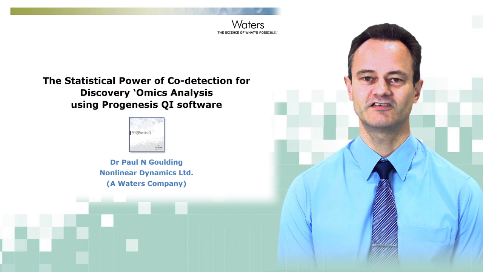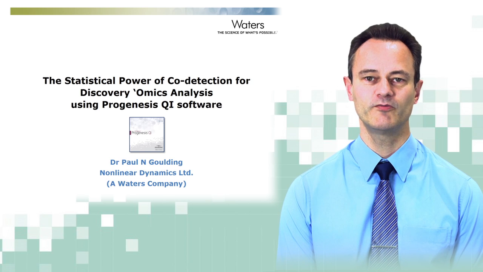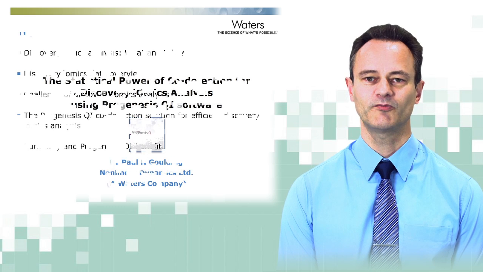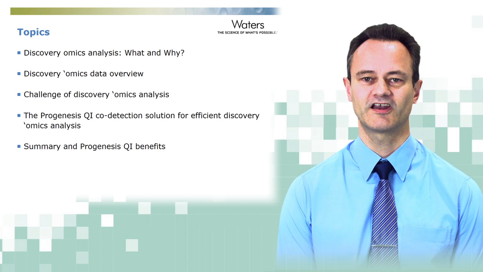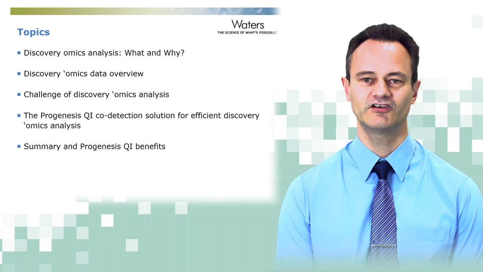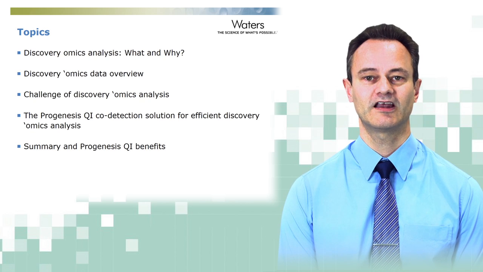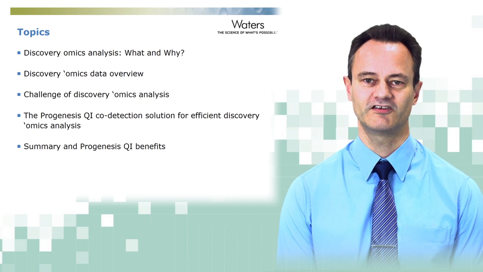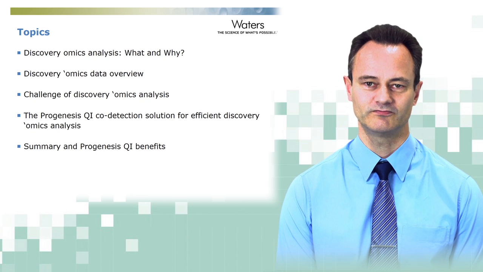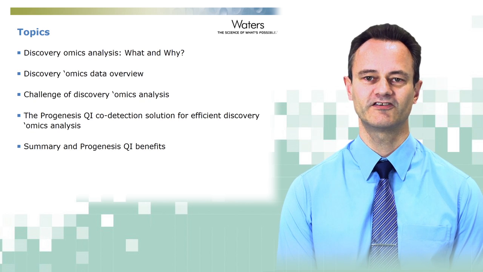My talk today is entitled The Statistical Power of Co-Detection for Discovery Omics Analysis using Progenesis QI software. The topics I'll discuss today include, firstly, what is Discovery Omics Analysis and why do we do it? I'll then talk about the nature and complexity of the data and the challenges this presents when we try to analyse it. I'll then describe the Progenesis solution to these challenges, which we call co-detection. And finally, I'll summarise the main points.